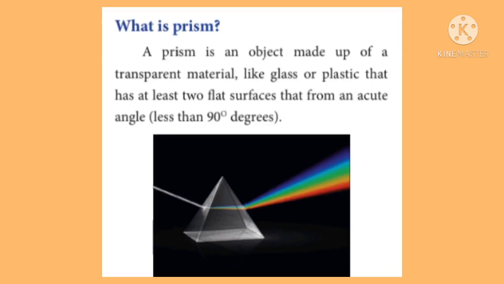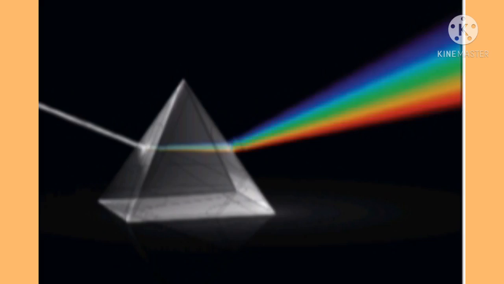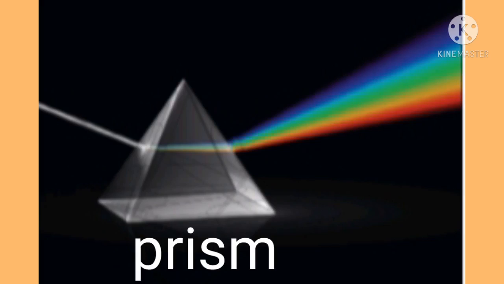What is a prism? A prism is an object made up of a transparent material like glass or plastic that has at least two flat surfaces that form an acute angle which is less than 90 degrees. A prism is a transparent material. It is made up of glass, like a pyramid.